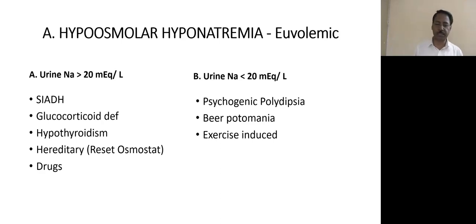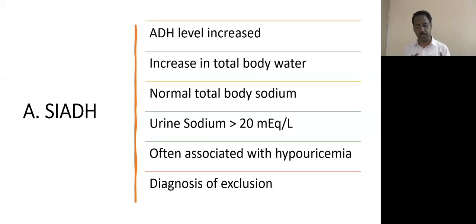If the urine sodium is less than 20, then we have these three conditions. These are not very common, but you still have to keep them in mind: psychogenic polydipsia, beer potomania, or exercise-induced hypoosmolar hyponatremia. So this is how your algorithm will go. And among all of them, SIADH is something that will commonly be seen.